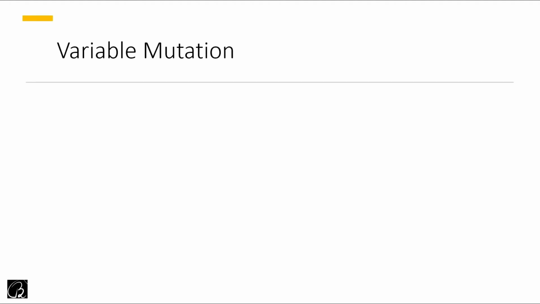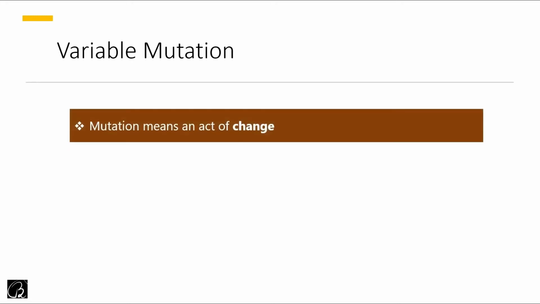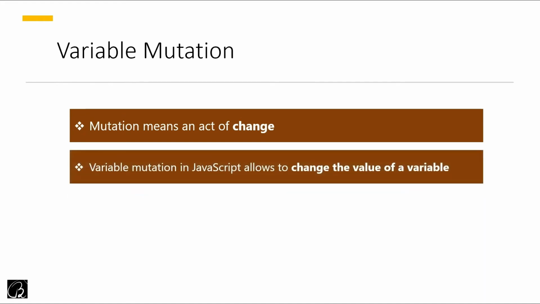The next concept is variable mutation. What do we mean by mutation? Mutation means an act of change. We have heard this term a lot in medical science. Recently there is something like COVID, and you heard how COVID is mutating or changing its variant. The same thing applies here: with variable mutation, JavaScript allows us to change the value of a variable.